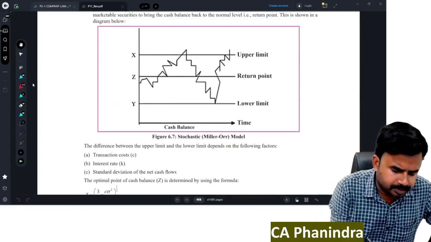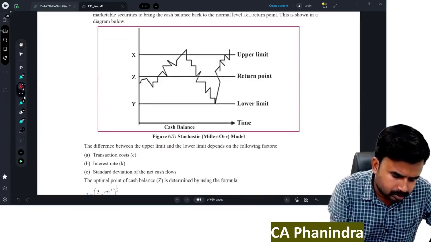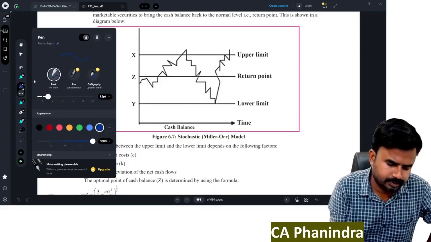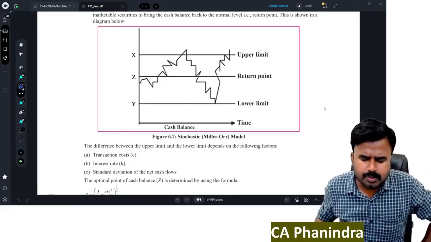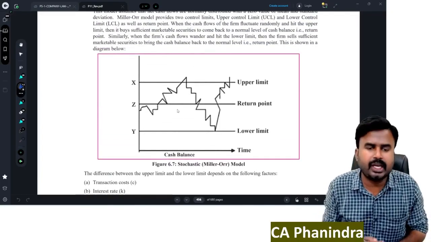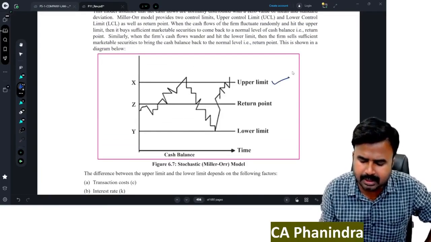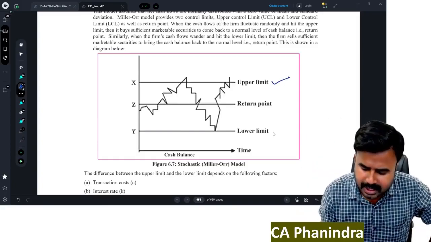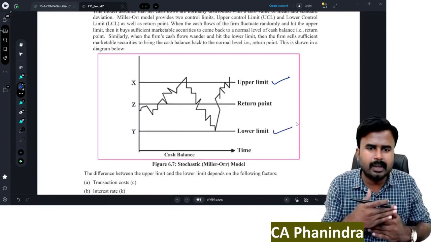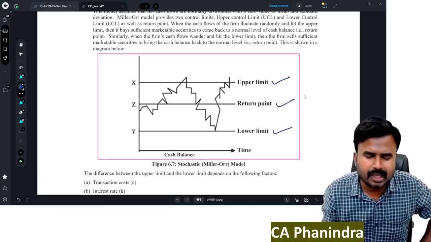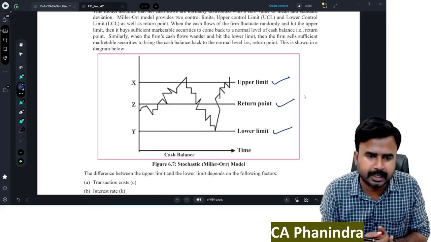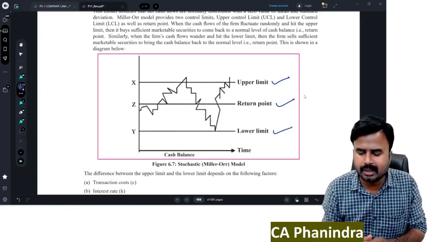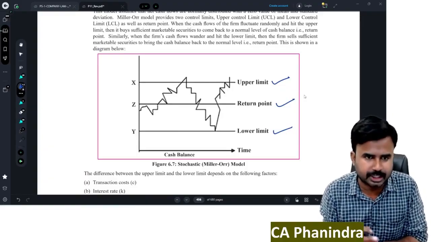What we need to understand here? Under this model, we need to fix 3 levels of cash balance. One is upper limit. This is the maximum cash balance we can reach. And the second one is lower limit. This is the minimum cash balance we should maintain. The return point is the point where you should maintain the cash balance every time. The company should maintain the cash balance at return point only. That would be the optimum level actually.